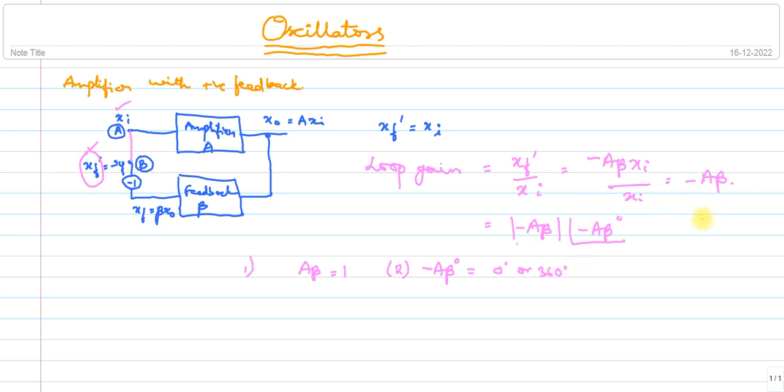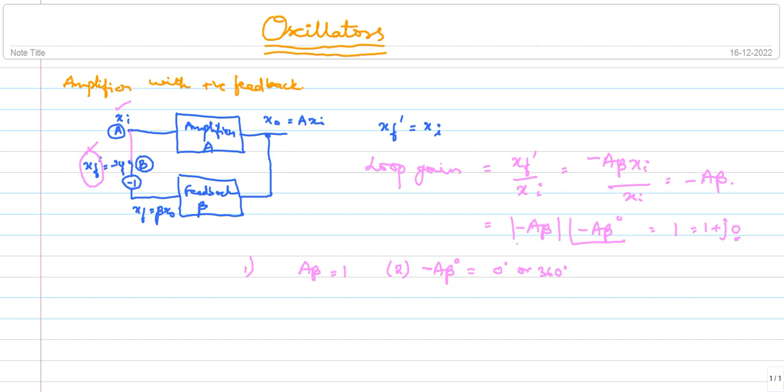This can also be written as, if this is 1, then it should be 1, which is equal to 1 plus j0. So when can we get 0? 0 can be obtained if the angle is either 0 or 360 degree. So now we need to satisfy these two conditions. Our system should satisfy these two conditions so that we can call that system an oscillator.